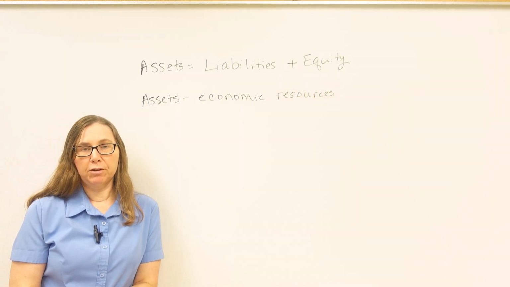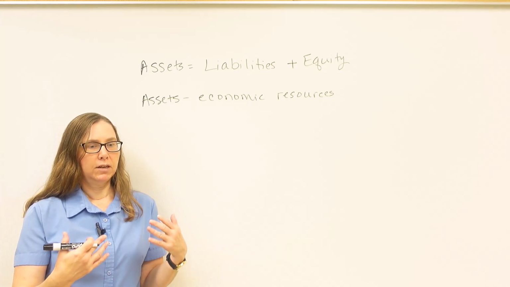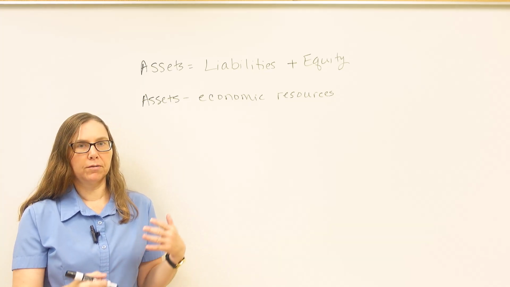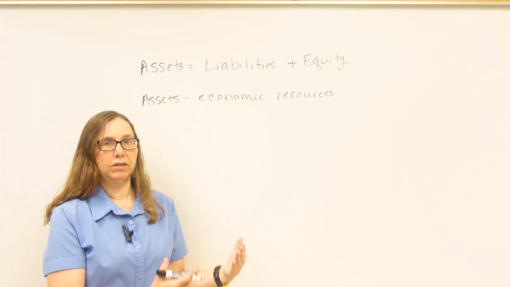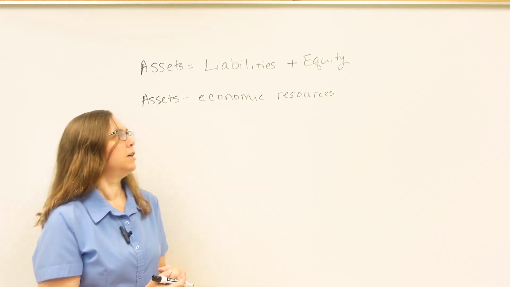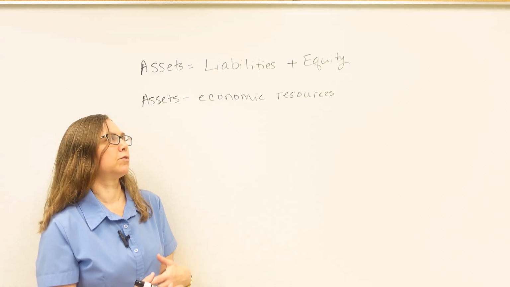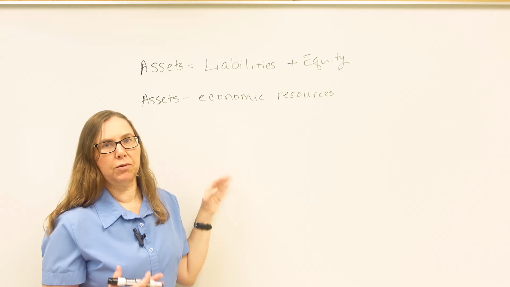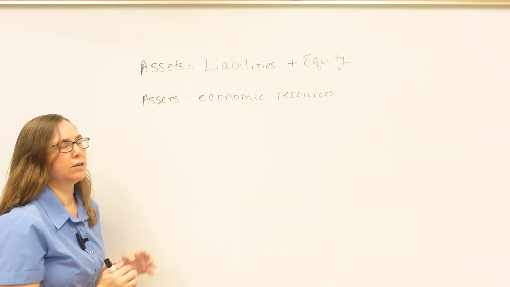Assets are economic resources in the business. A lot of times you can think of this as things they own or property or anything like that. Like a checking account is a resource, it's something they own. A building is a resource, it's something they own. Equipment is a resource. So those are the types of things that would be considered an asset. And they're going to go on the left side of the equation.